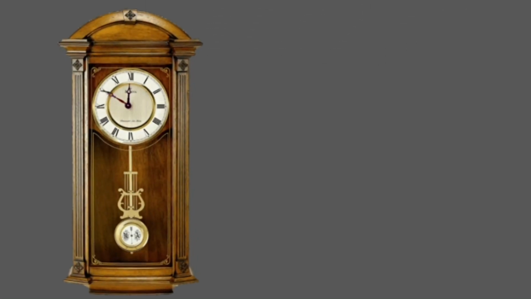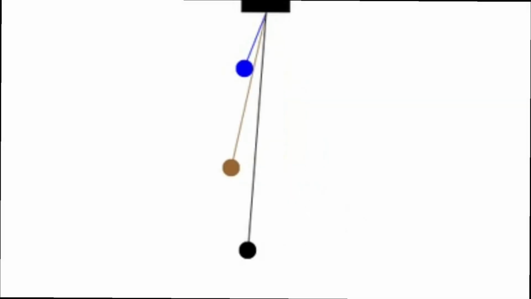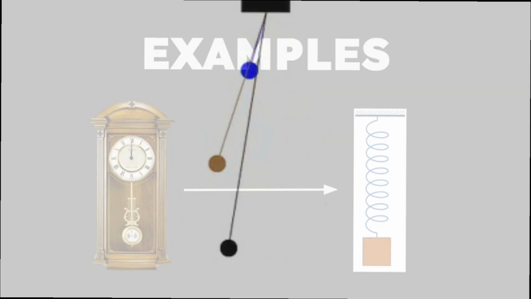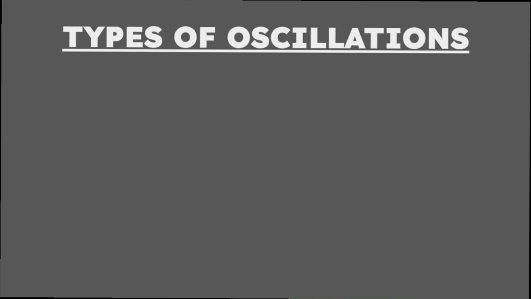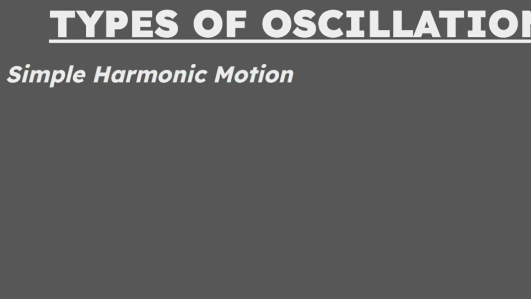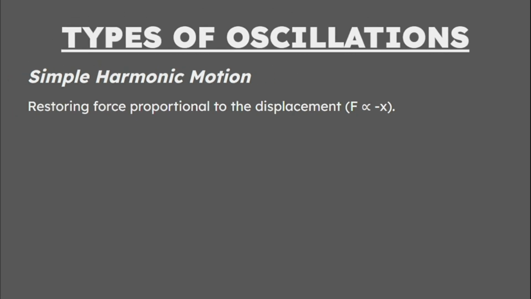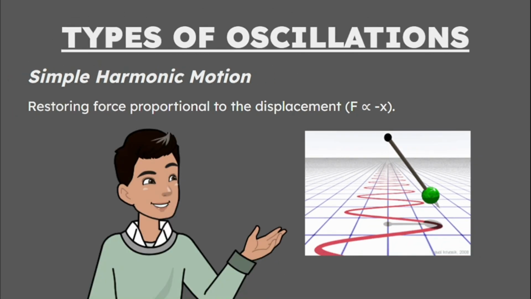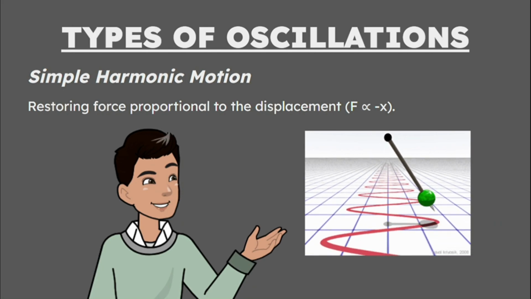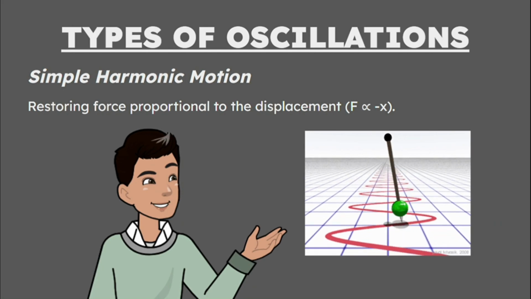Now that we understand the basic idea of oscillations, let's take a look at some examples mentioned in the NCERT textbook. From a swinging pendulum to the vibrations of a mass spring system, oscillatory motion can be observed in various systems. The textbook explains different types of oscillations, including simple harmonic motion. Simple harmonic motion is a type of oscillatory motion that is characterized by a restoring force proportional to the displacement from the equilibrium position. In simple harmonic motion, the motion is repetitive and follows a sinusoidal pattern. It's a fascinating concept that we will explore in more detail in our upcoming videos.